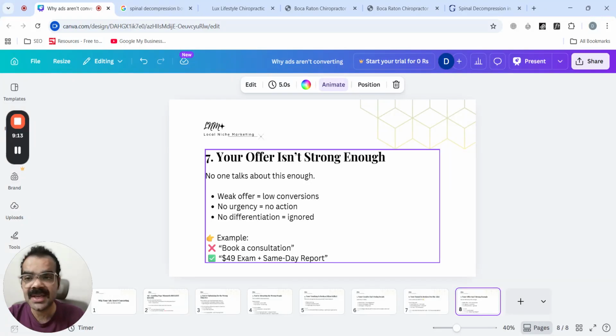The number seven is that your offer isn't strong enough to convert those people, or it might be the case that your cost per lead is getting higher. In this arena, you can test different offers or describe your offer more in depth to entice users to get inside your business as a lead or as a customer.